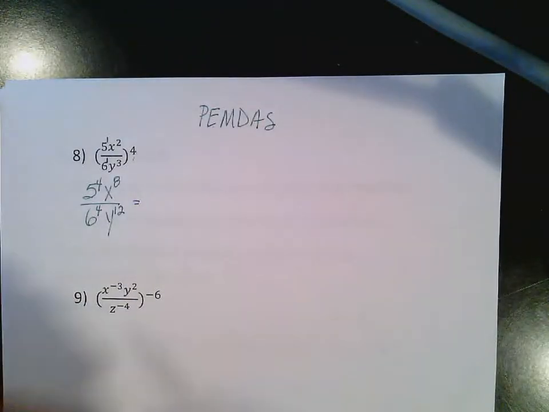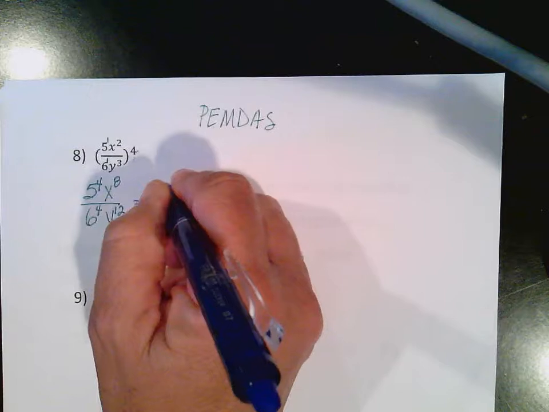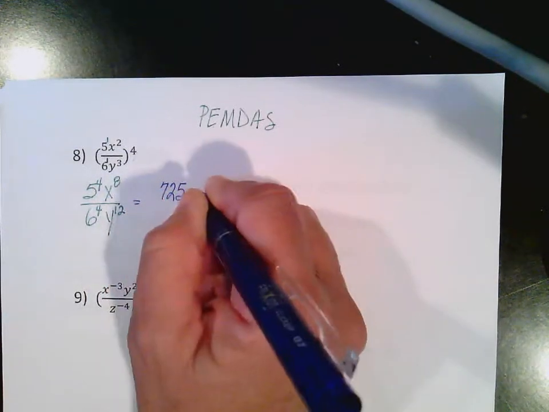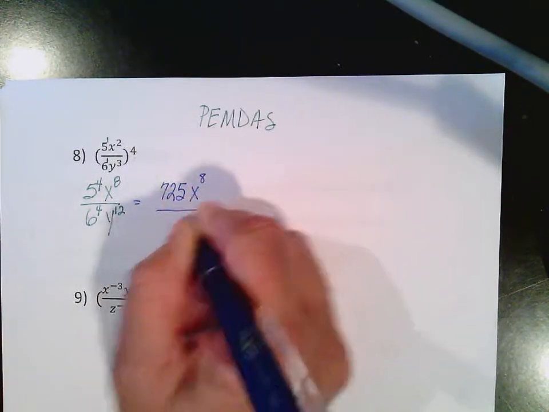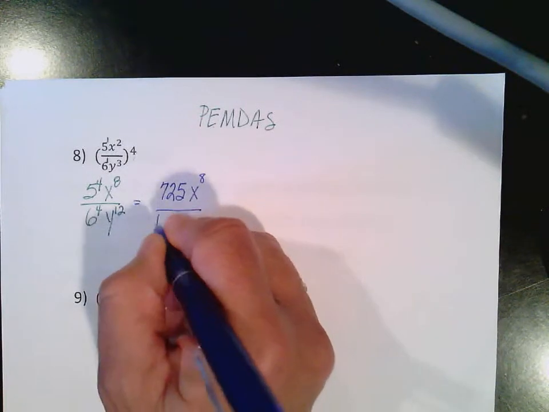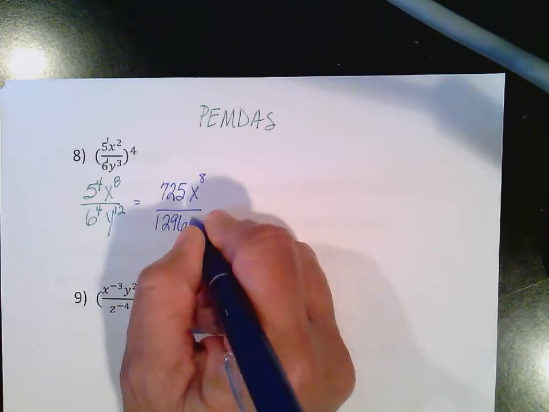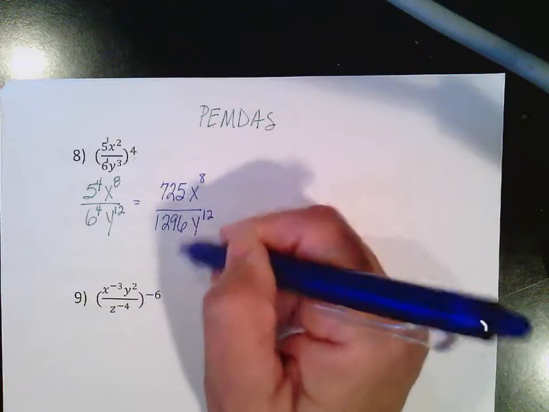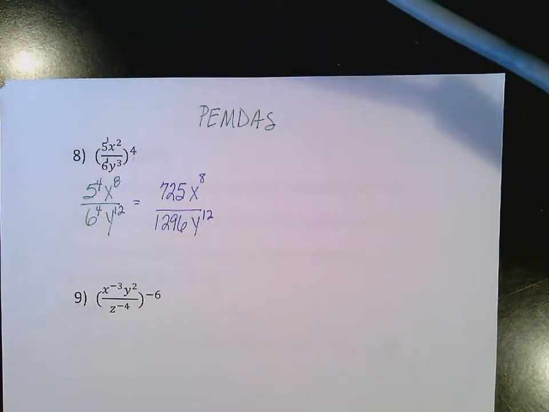So you can take 5 to the 4th power is 725, x to the 8th. 6 to the 4th power is 1,296, and then you've got y to the 12th. There's nothing you can simplify between 725 and 1296, so that would be your final answer.